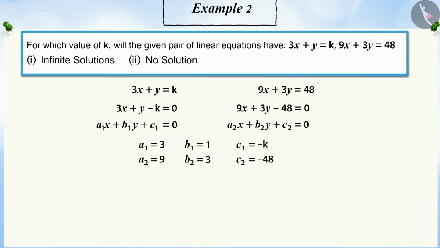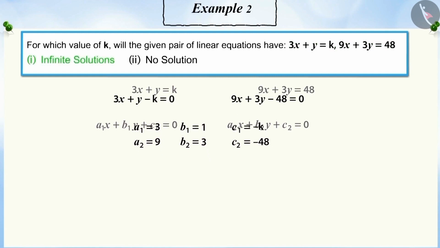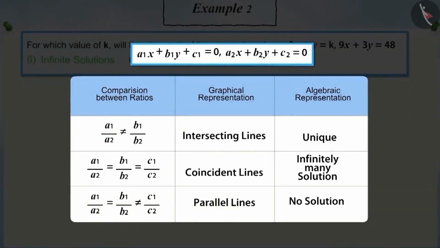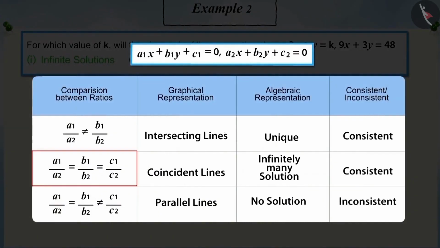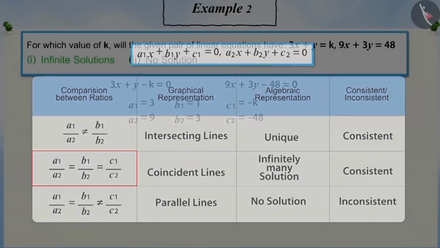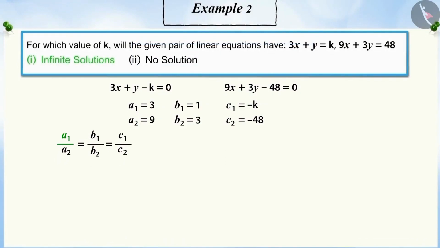Here, in the first part of the question, we have to find out the value of k for which the pair of linear equations will have infinite solutions. You know that a pair of linear equations has infinite solutions if a1 by a2 is equal to b1 by b2, which is equal to c1 by c2.